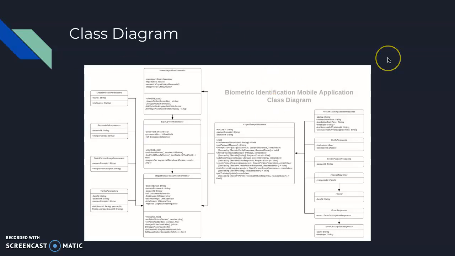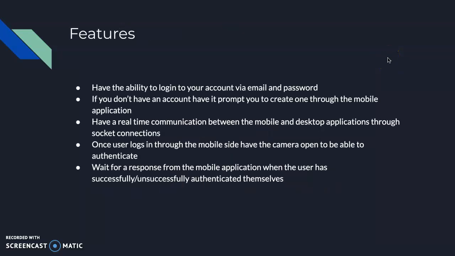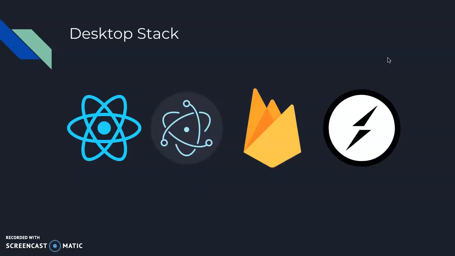This is the overall class diagram for the mobile application and desktop application. Some of the features are that users have the ability to log in via email and password. If you don't have an email or password, you will be prompted to create one through the mobile application. It has real-time communication between the desktop application and the mobile application. Once users are logged into the mobile side, the desktop application can then open the camera for the mobile user and authenticate them. The result of that will then be logged back into the desktop application.